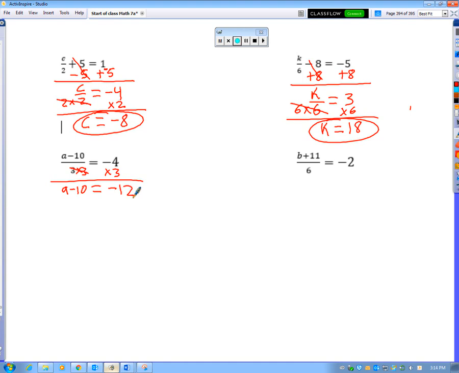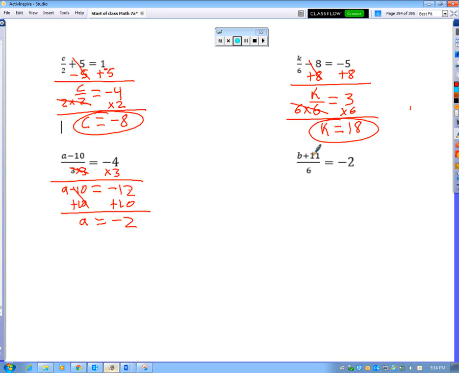Alright. Now I just need to get rid of this minus 10. I'm going to cancel that off by doing plus 10. Plus 10 over here. Drop down everything that's left. A equals negative 12 plus 10 is going to get me negative 2. Alright, one more example and then I'll let you guys do some try this problems to see how you do on this new skill.